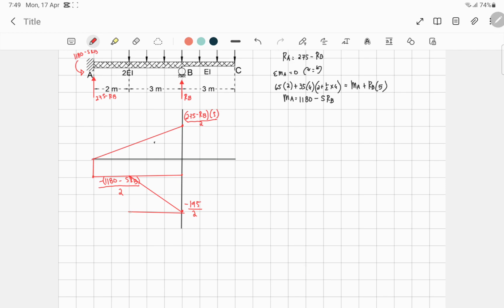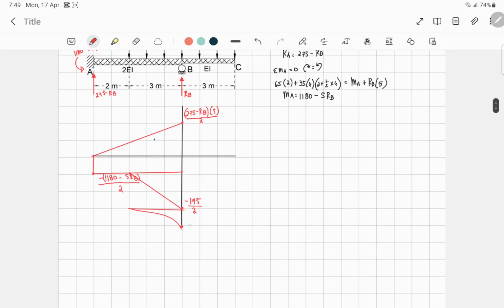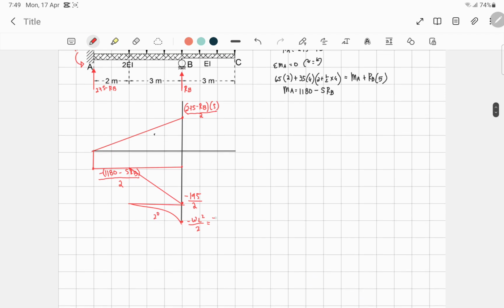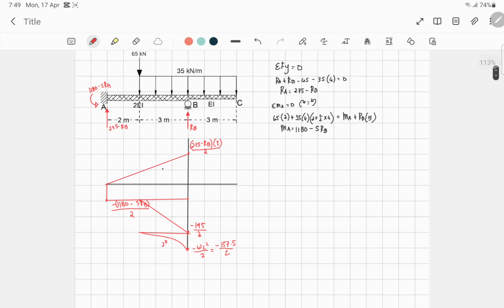Since 0 degree yan, therefore, yung moment na is a 2 degree curve. Alam naman natin yung formula dyan, which is equal to negative WL squared over 2. Therefore, our moment here sa baba in our second degree na spandrel is equal to negative 157.5. And again, we have to adjust the moment since our flexural rigidity is equal to 2.